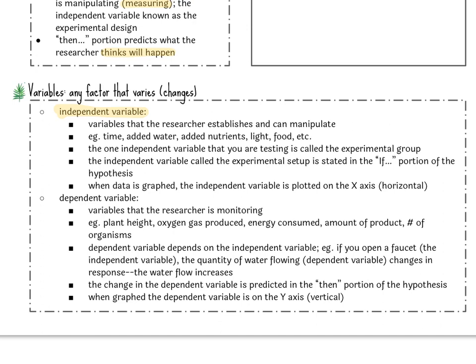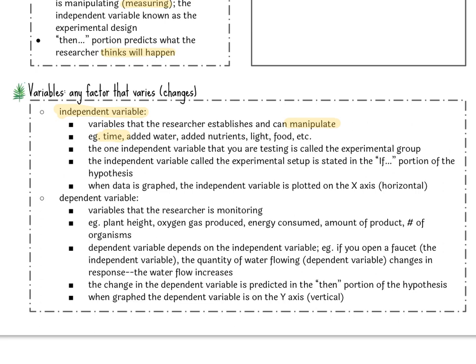So the first type of variable in an experiment is your independent variable. The independent variable is the variable that the researcher establishes and can manipulate. Again, manipulate means to change. So it's the variable that the researcher, the scientist, whoever is changing. For example, you could commonly change time, or time could pass, so it's not necessarily you changing time, but time could be changing. So if you measure from a period from 1995 to 2005, time is changing.